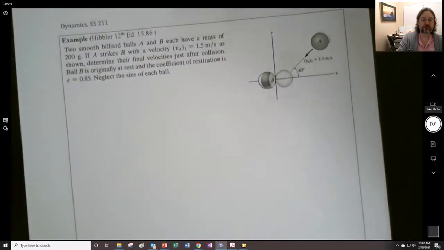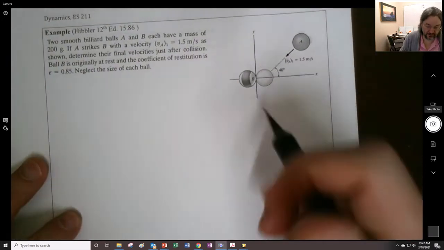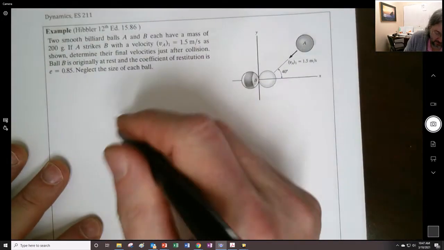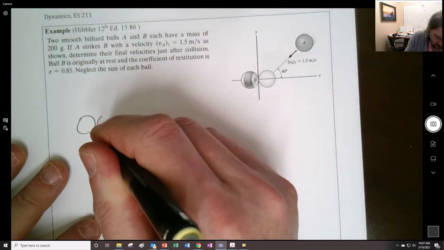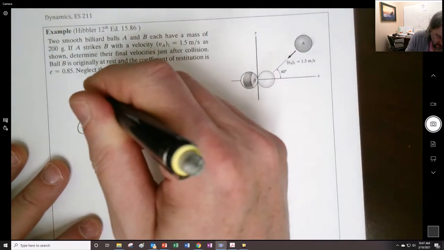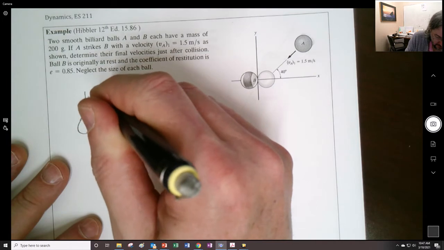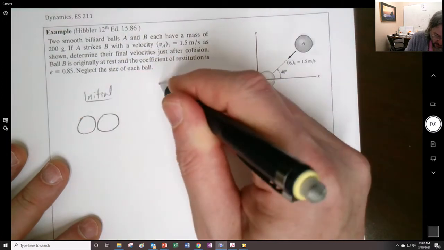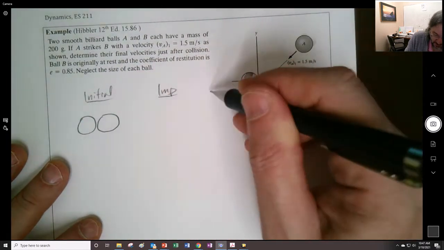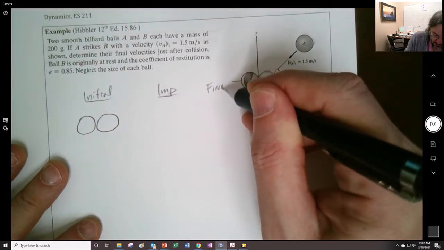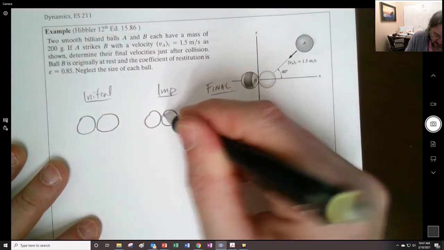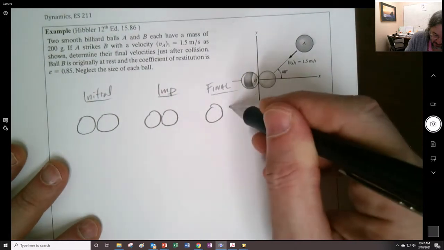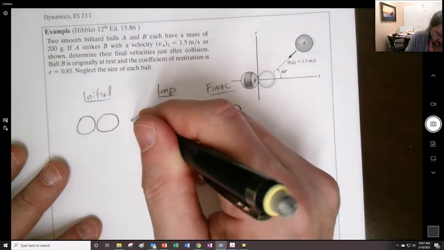Okay, so we have this thing set up, and we will draw them out as diagrams here. So this is the initial, here's the impulse, and here's the final. And I didn't leave enough room, kind of ran into this thing here. So here's the impulse of those two things happening, and here's the final of them, and I didn't leave much room in here.